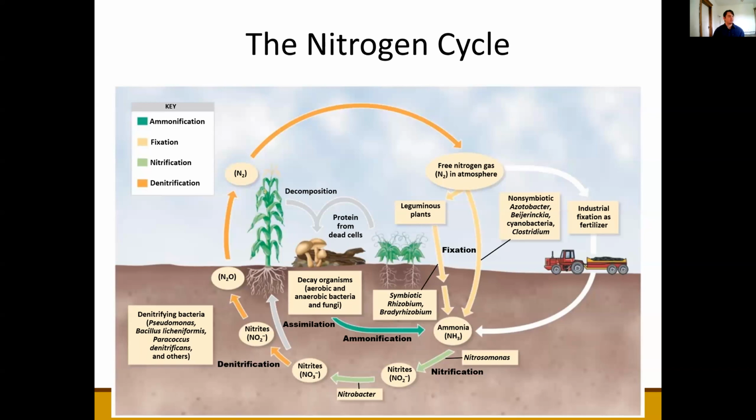Next, we'll be looking at nitrification. This is represented by the light green. So when you have your ammonia, what happens now? The next sequence of reactions in the nitrogen cycle involves the oxidation of nitrogen in the ammonium ion to produce nitrate, and that process is called nitrification.